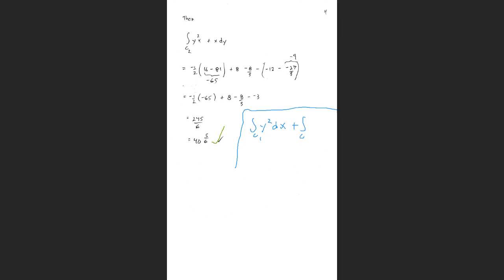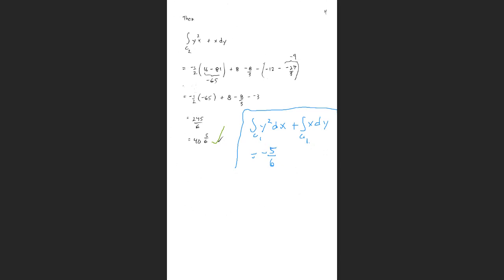When we found the sum of the line integrals along that first space curve, which was the line segment that started at the point -5, -3, and ended at the point 0, 2, that was equal to -5/6.